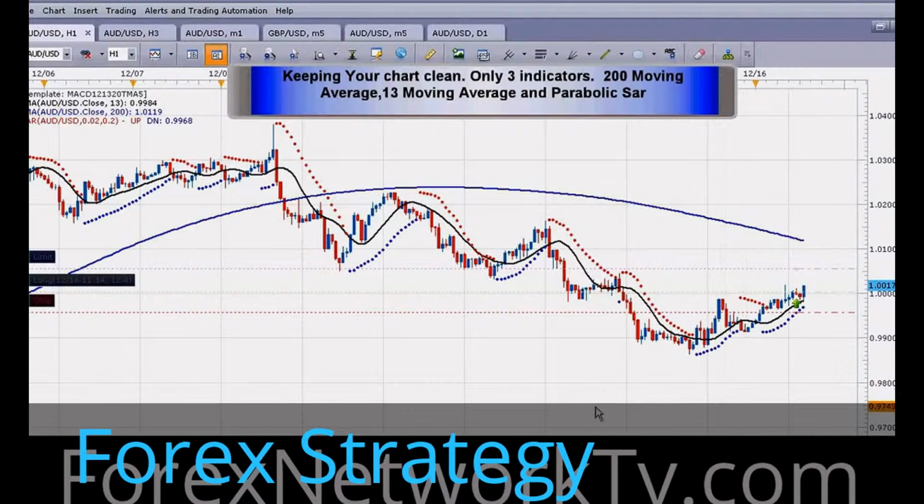As you can see, I'm keeping my chart clean. Only 3 indicators: the 200 moving average, which can be any one, just choose any one but make sure you use the same with the 200, the 13 moving average, which is this one, and the parabolic SAR. That is all you need on this chart.